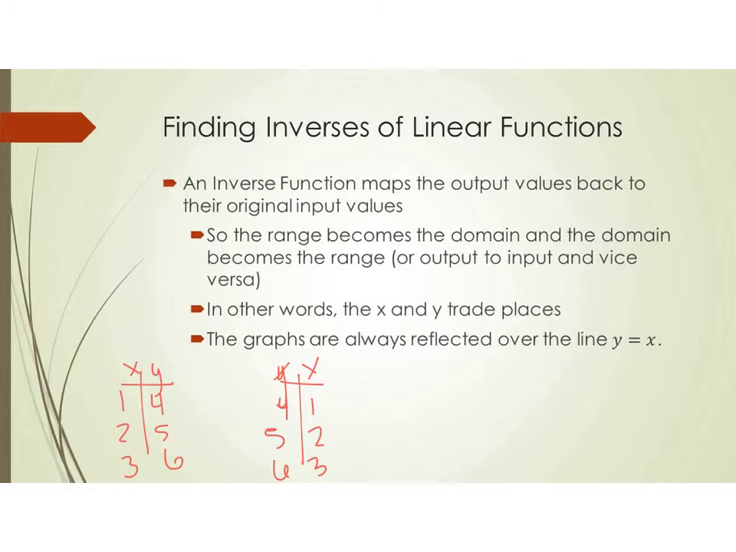And you actually then would call this your x and your y. You actually switch, and you don't necessarily think about it as y back to x. It switches, and these become your x's. So the range becomes your domain, and the domain becomes your range. Okay, so the x and the y trade places. And the graphs are going to be reflected over the line y equals x.